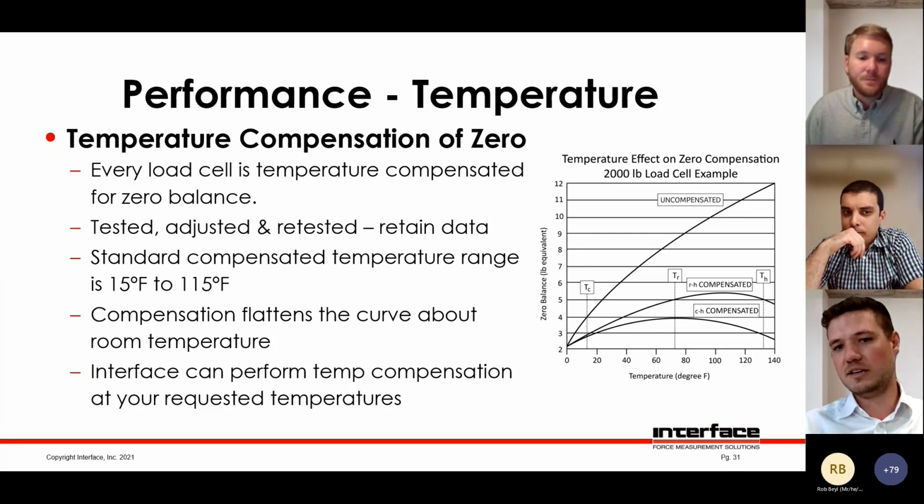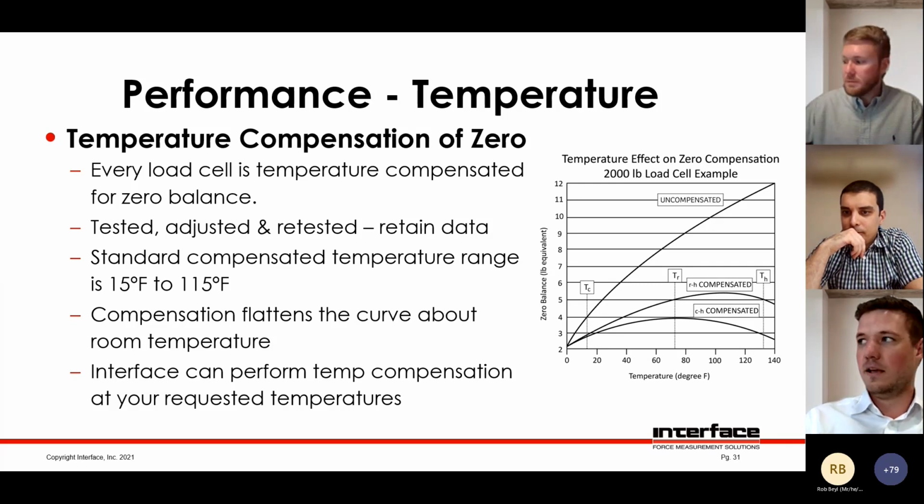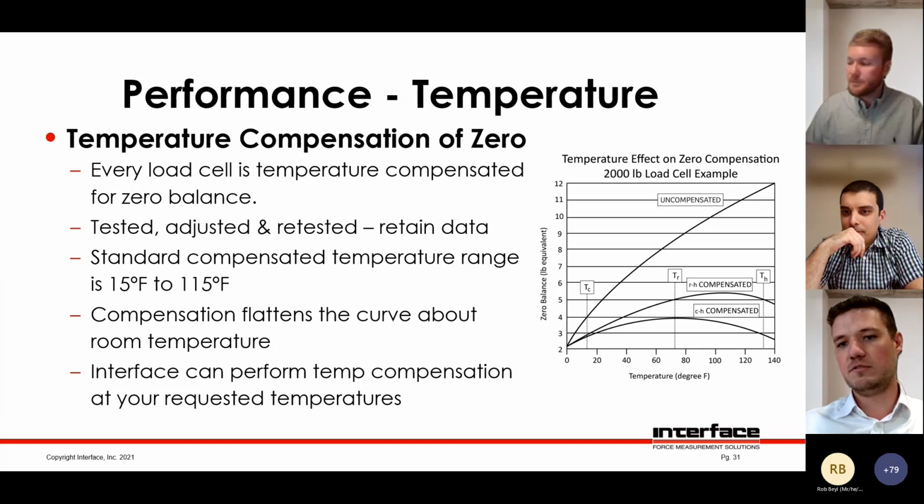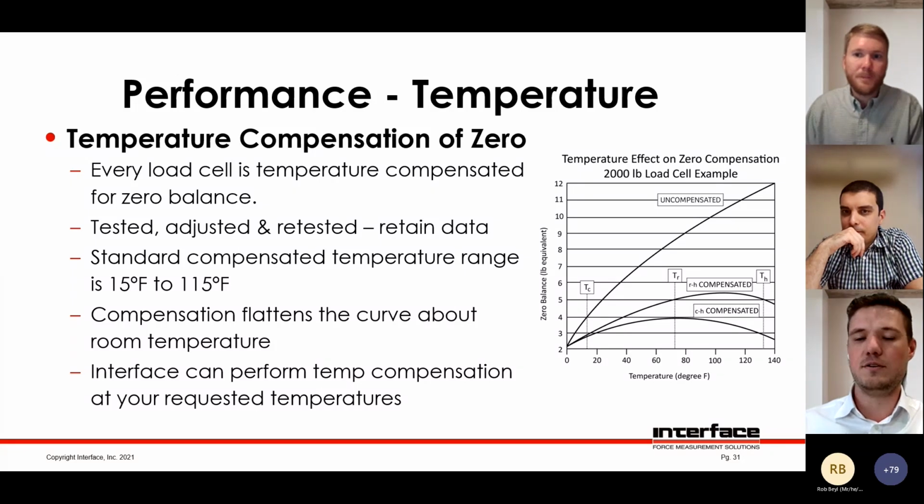They temperature compensate at a cold temperature and hot temperature. And what that does is it flattens out the curve right at the room temperature level. So you've got your best performance at that room temperature. As I mentioned before, most load cells are used in a lab environment or a room temperature environment, so it's desirable to have the flattest part of the curve at room temperature. If you've got a 5 or 10 degree variance in your lab temperature, you see a very, very small effect on the load cell output.